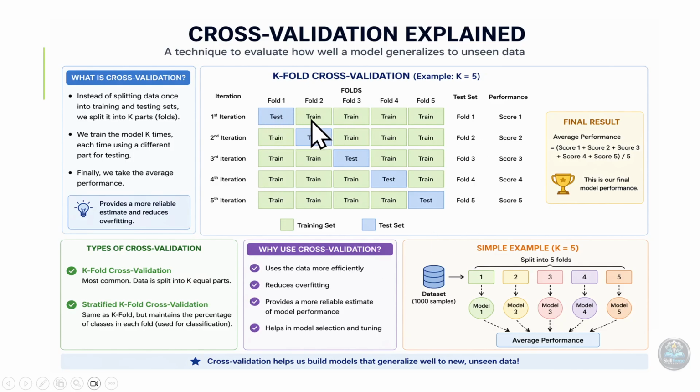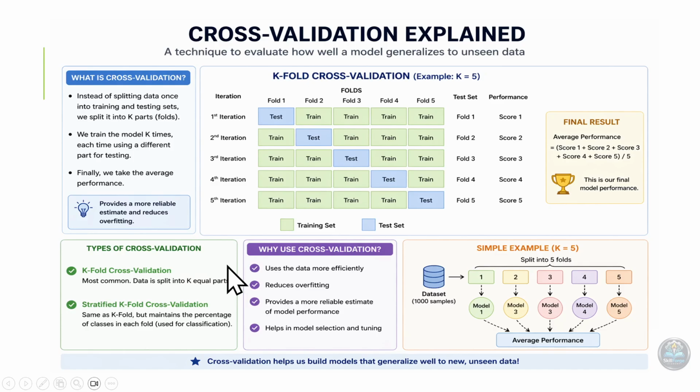One part is used for testing, the rest we have done training. Similarly, this part has been taken for testing and the rest has been for training. Each fold gets a chance to be the test set. After all iterations, we calculate the average of all the scores. And this gives us a more reliable measure of the model performance.